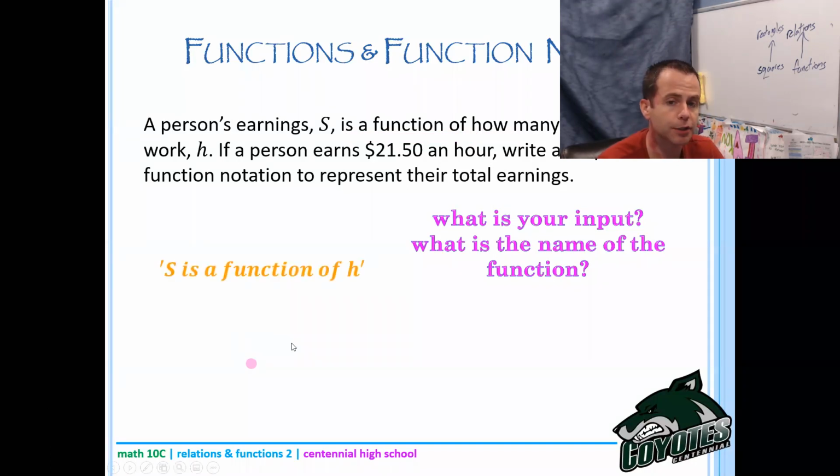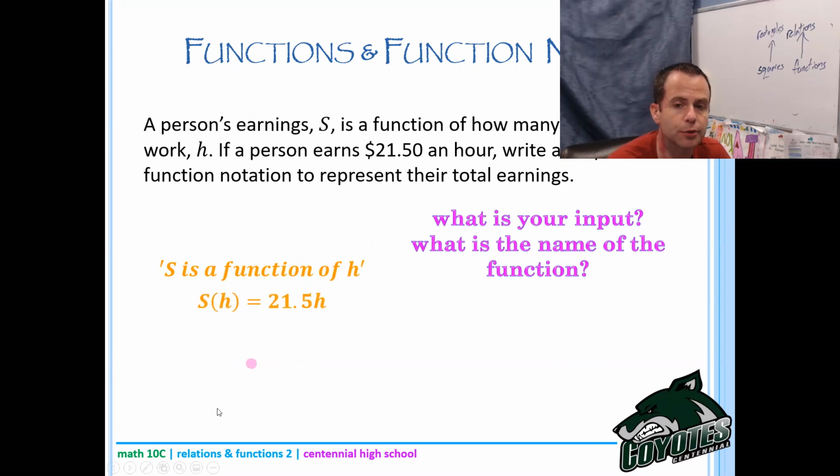So S is a function of H, so it's S of H equals $21.50 times H. I don't need the 0 there because it doesn't do anything in math, but it's not wrong for you to have that if you have that.